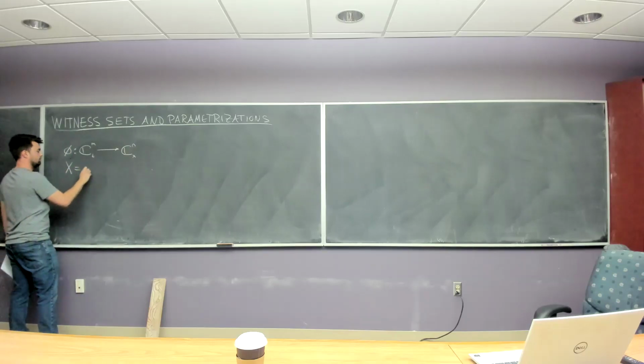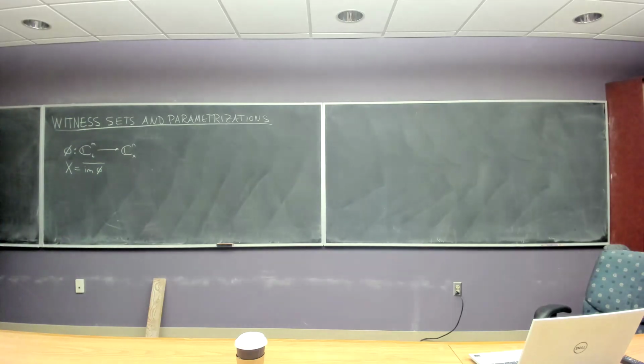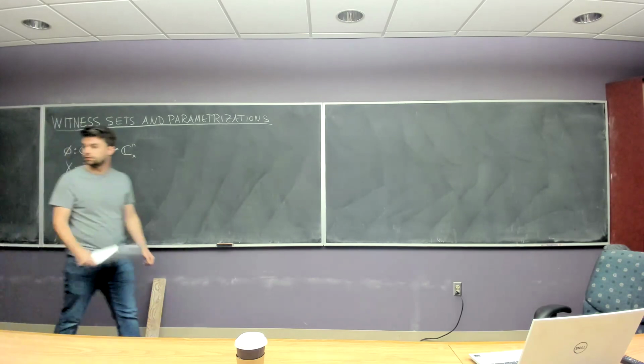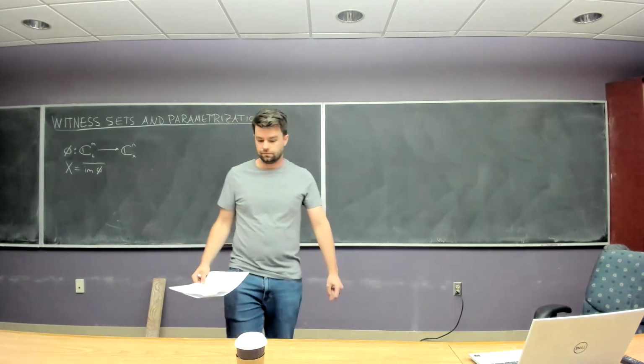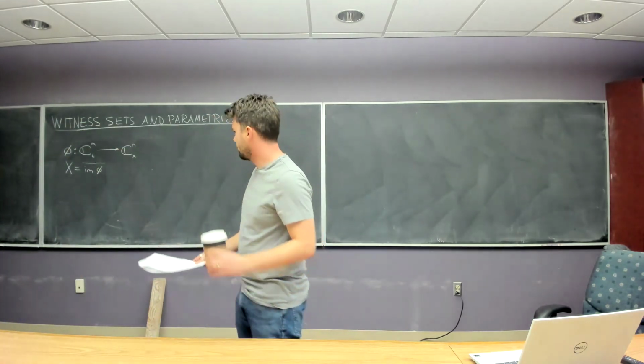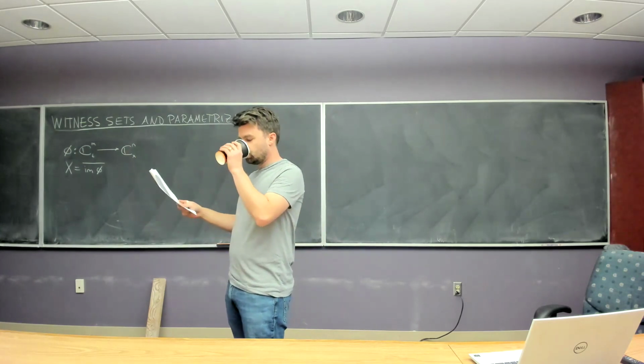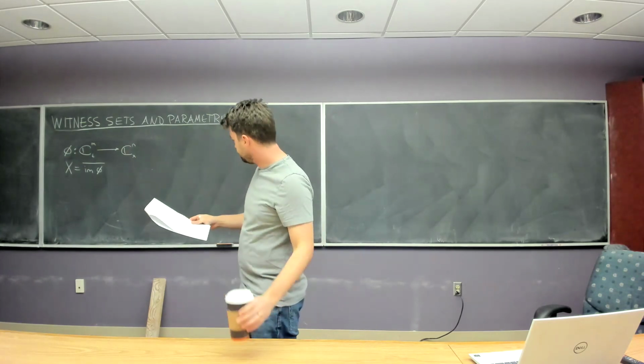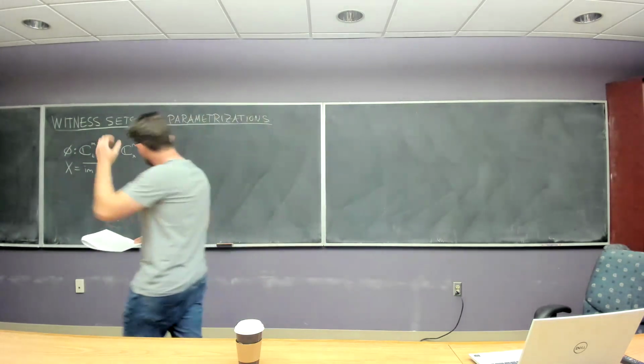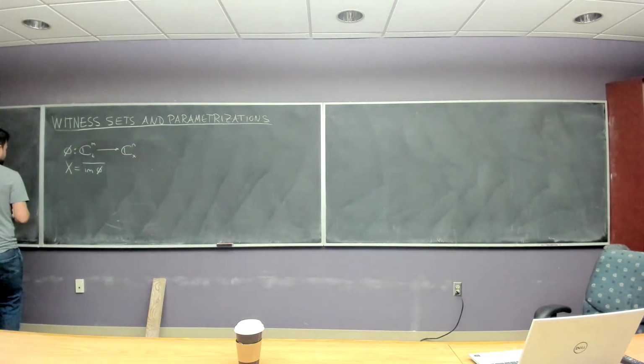So we're really looking at parametrizations like this. So that's what a parameterized variety is like.